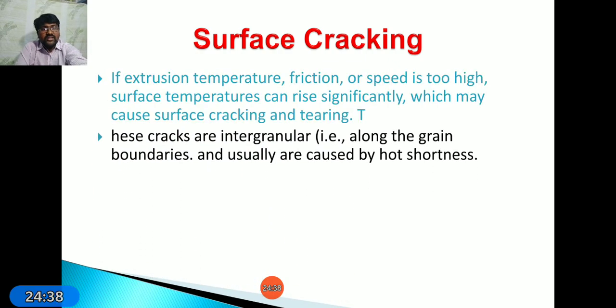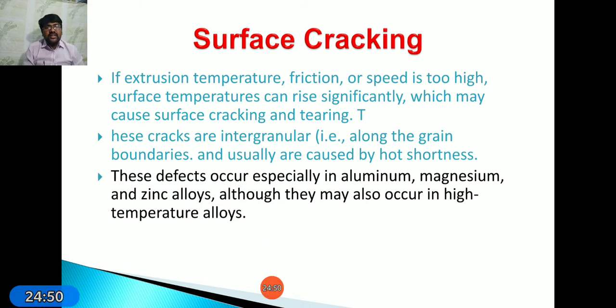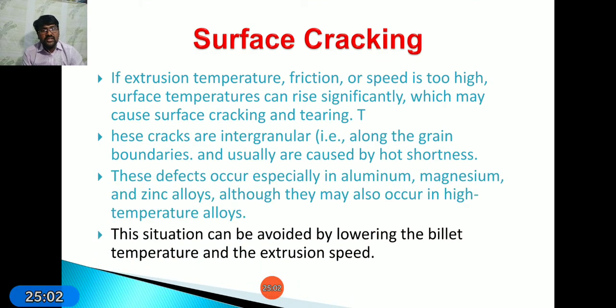Next, these cracks are intergranular, that is, along the grain boundaries, and are usually caused by hot shortness. Next, these defects occur especially in aluminum, magnesium and zinc alloys, although they may also occur in high temperature alloys. Next, this situation can be avoided by lowering the billet temperature and extrusion speed.